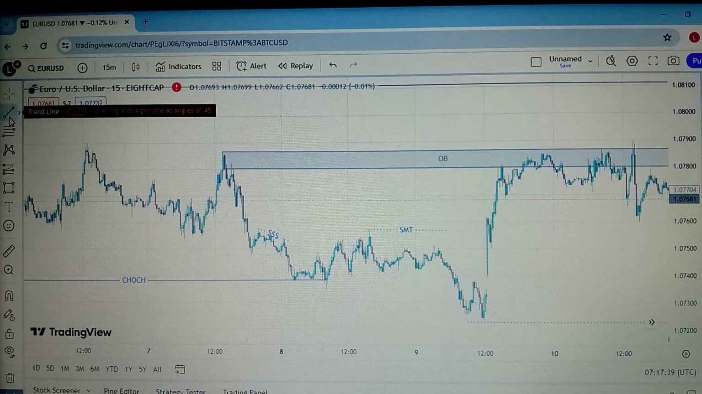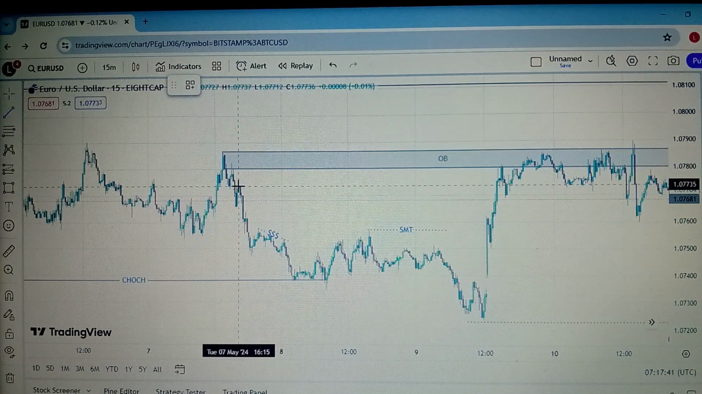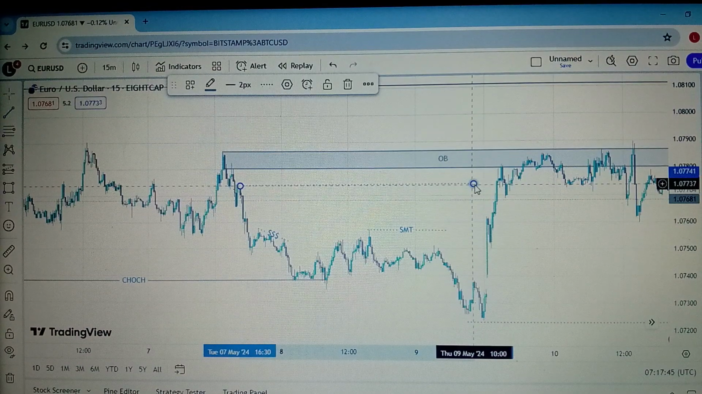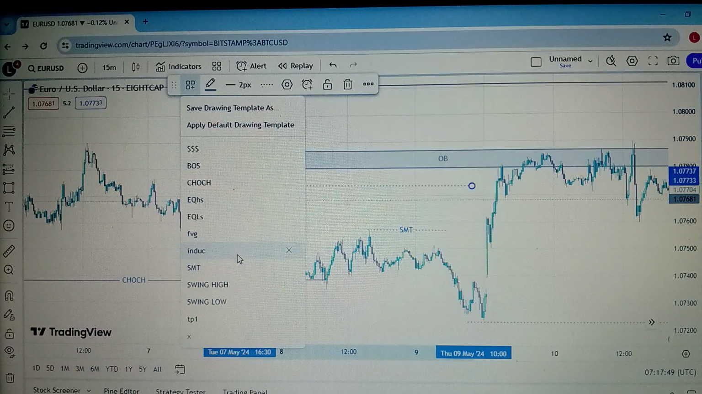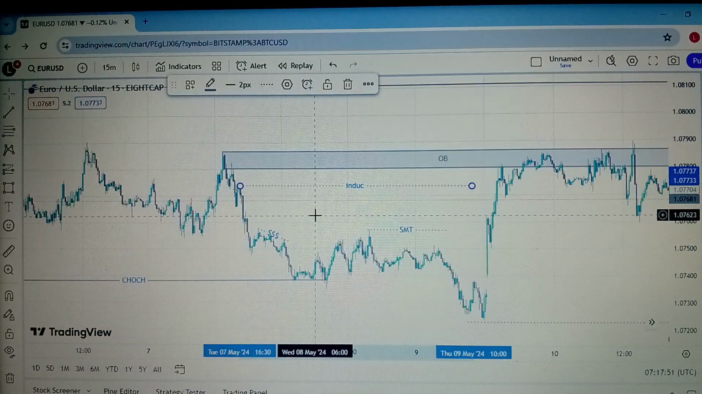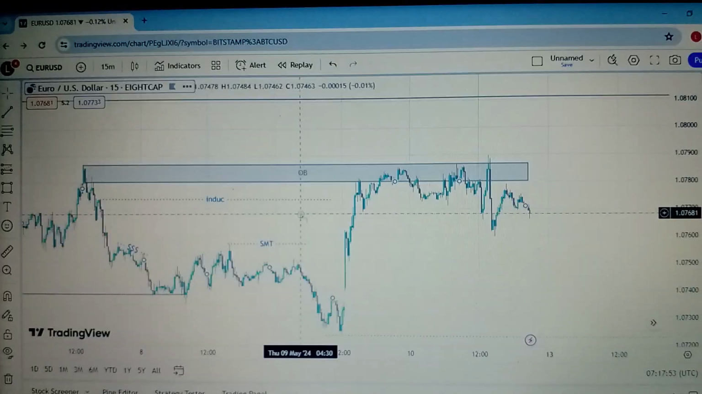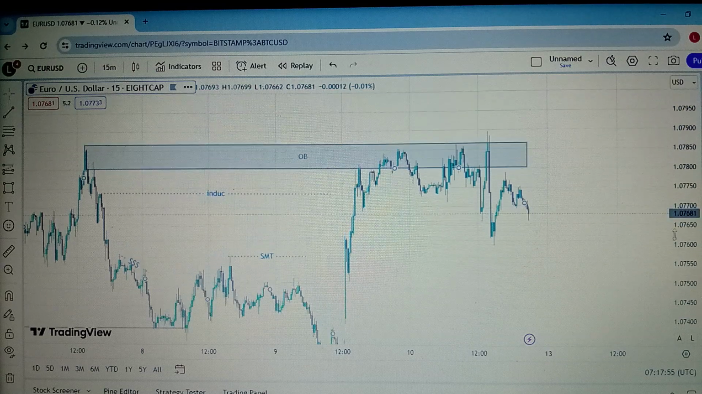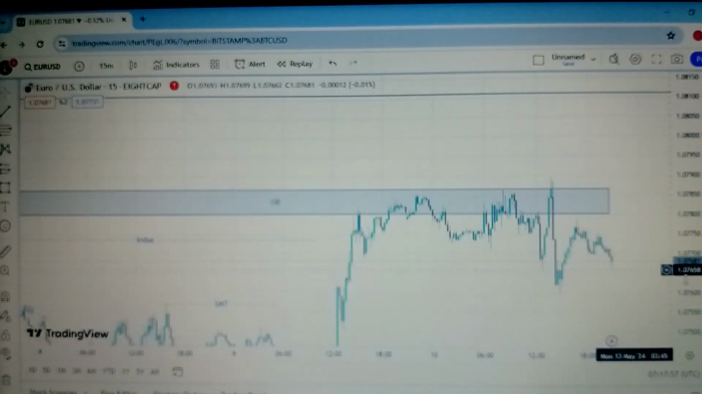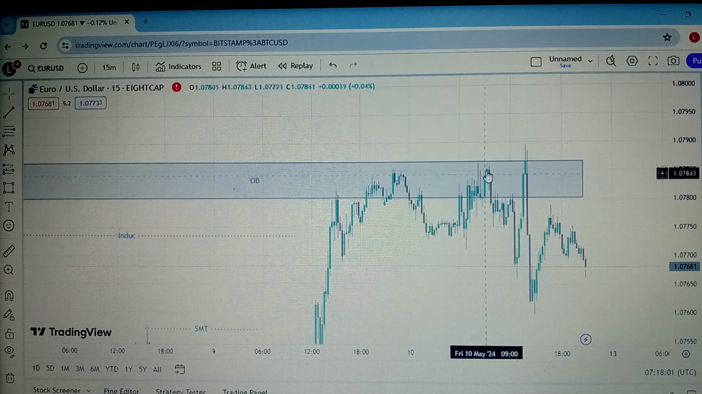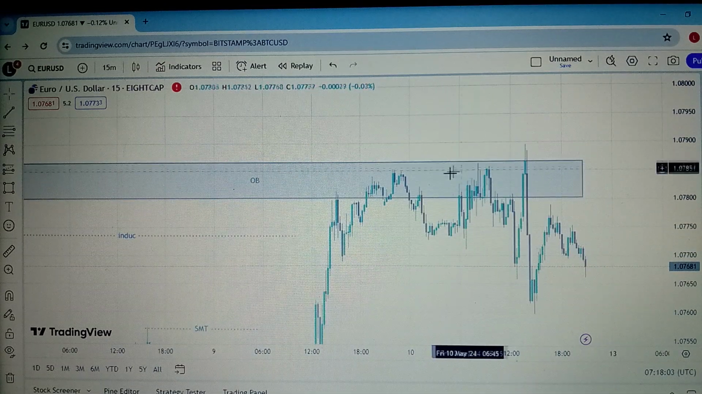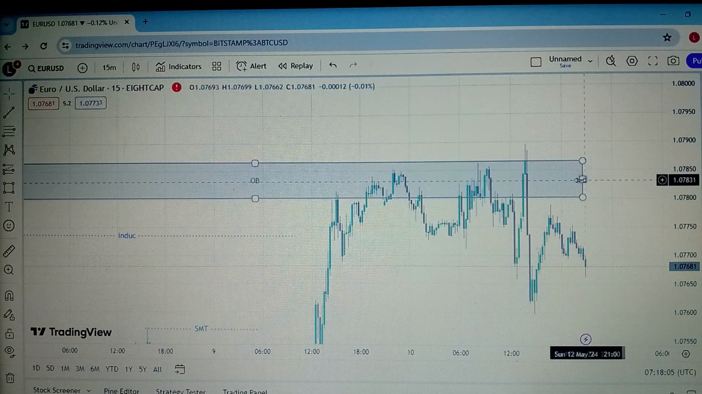We have inducement right here. We have inducement right here. We have inducement right here. And we tap into our 15-minute POI. So what I'll be looking for is, you can see that we have a breakout structure.